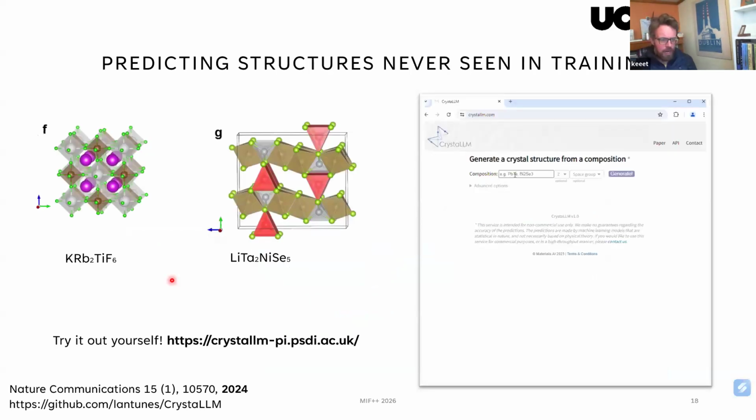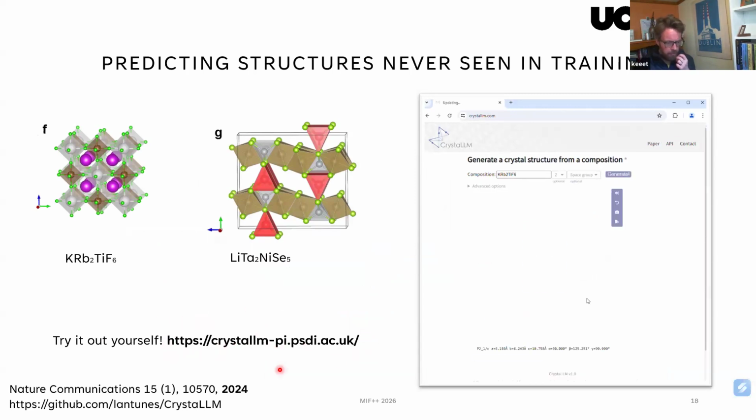And even if you like, there's a web app. And actually, recently we've been updating the web app, so there's a new version, Crystal LLM Pi. I'll talk about Pi in a couple of minutes. But if you'd like to try out the web app yourself, you're welcome to go to this URL, and you can spin it up, and you can type in a formula, and it will generate you a CIF file that you can download if you want. Of course, this is mostly for playing with. If you really want to use it in research, you probably want to download the code yourself.